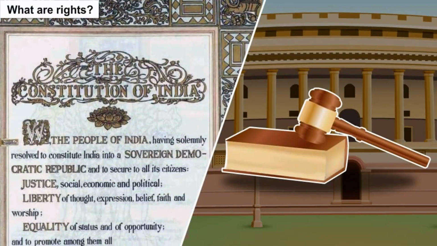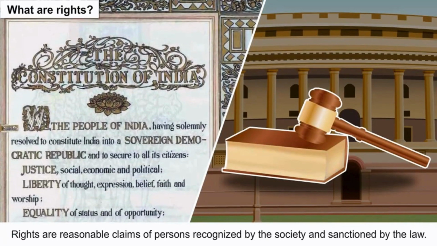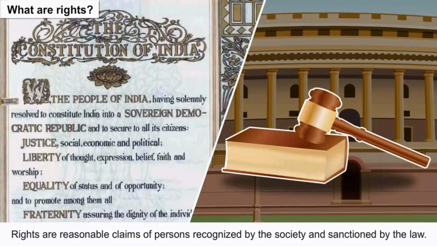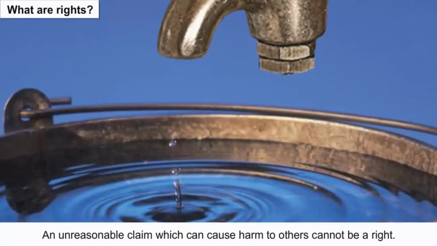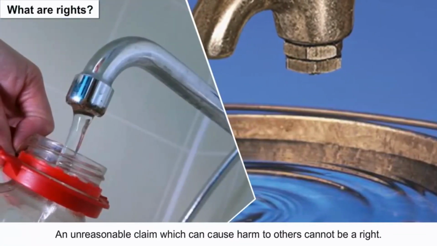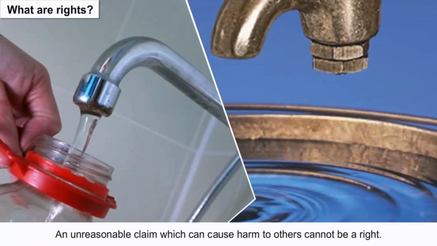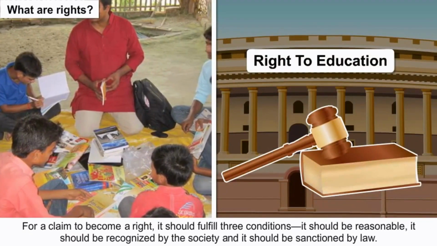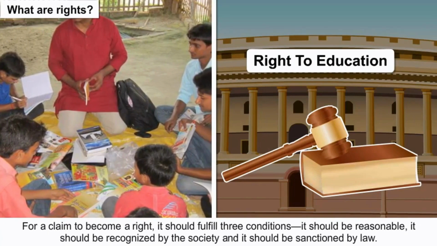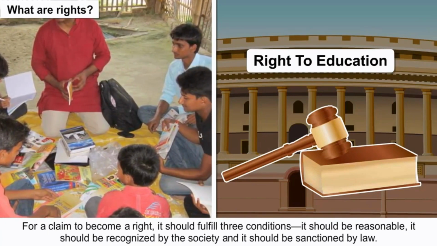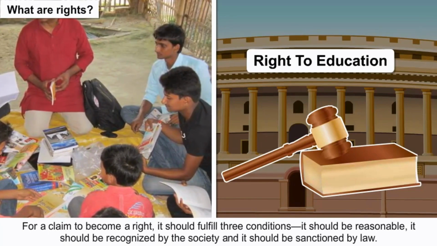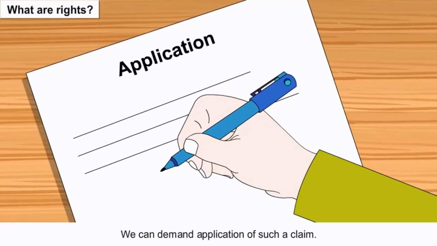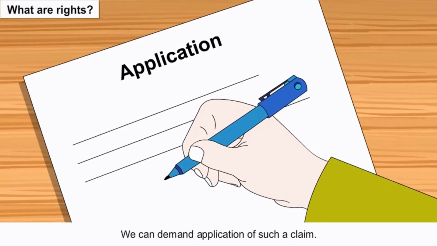What are rights? Rights are reasonable claims of persons recognized by the society and sanctioned by the law. An unreasonable claim which can cause harm to others cannot be a right. For a claim to become a right, it should fulfill 3 conditions. It should be reasonable, it should be recognized by the society, and it should be sanctioned by law. We can demand application of such a claim.